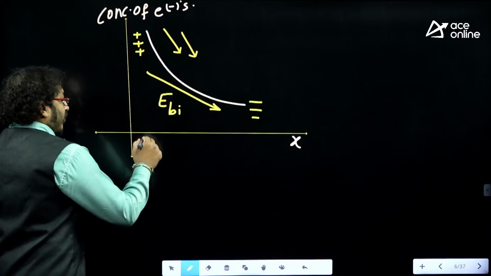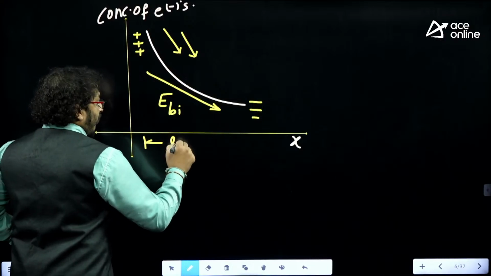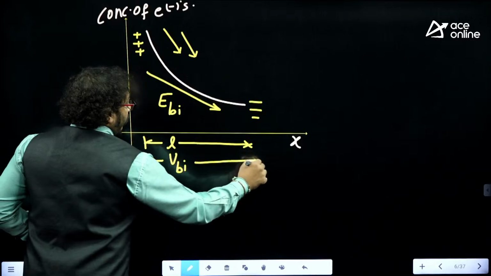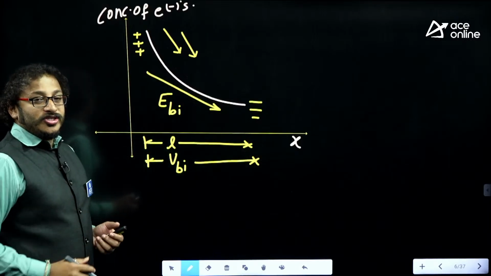When I get an electric field, over some distance, we say L, no doubt, I'm going to get a potential. We say built-in potential. Wonderful, wonderful. I'm getting a built-in potential.